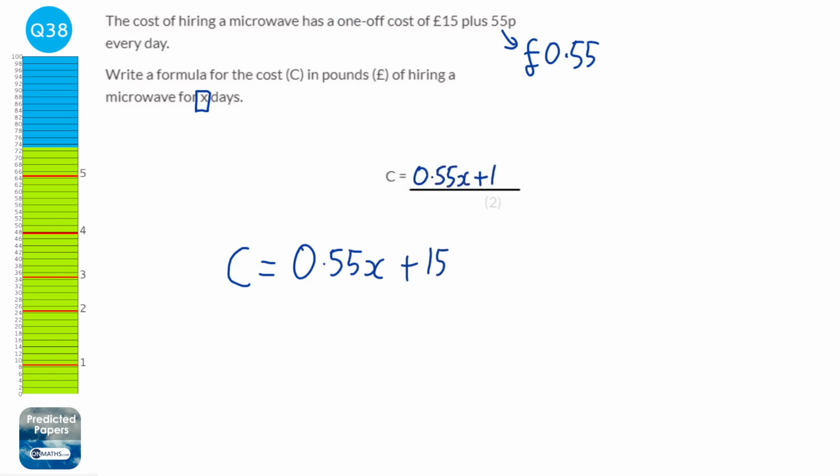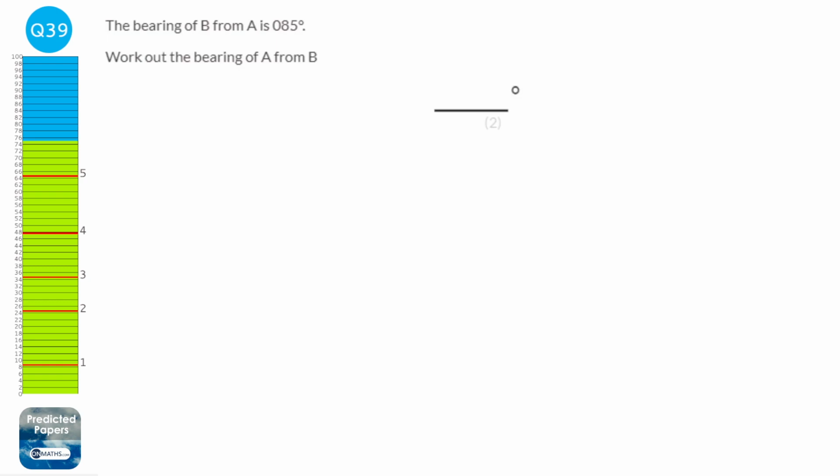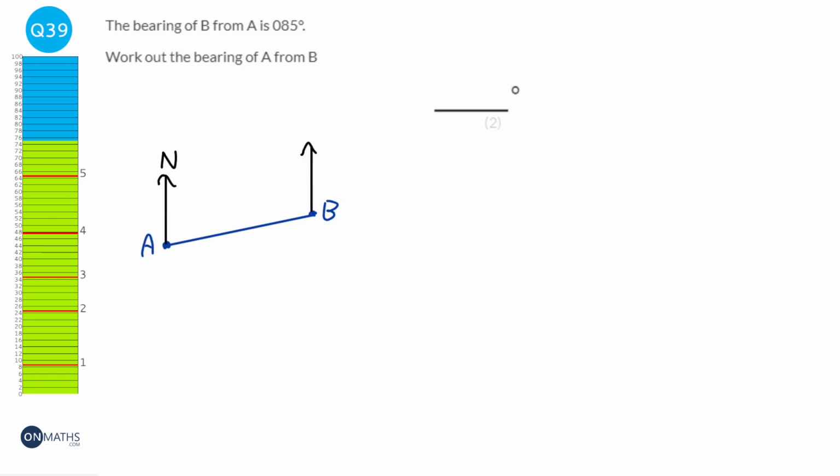So the answer would be C equals 0.55x plus 15. So I'm going to start off just with a quick sketch, and we know that the bearing of B from A is 85 degrees. So we're going to have A here and B here. And let's just draw a line between them. And let's do both our north lines. And so we know that this angle here is 85 because it's the angle on the bearing of B from A, so it's 85 degrees.